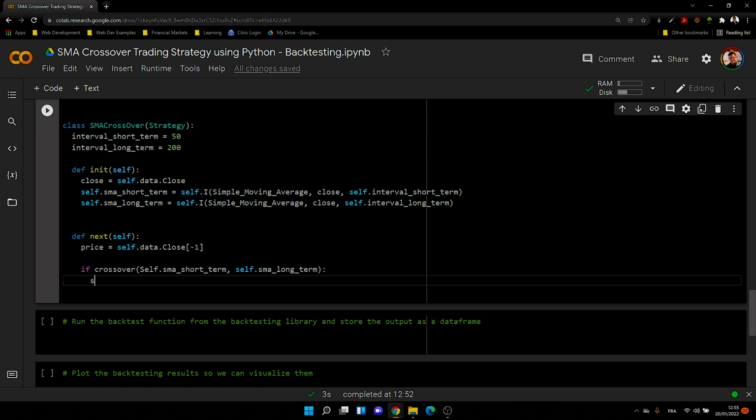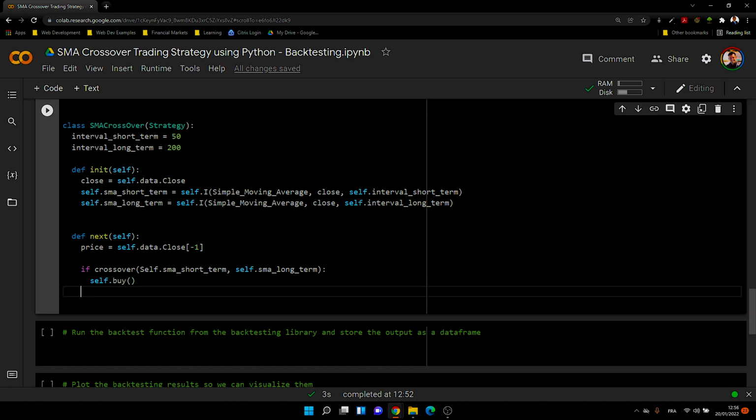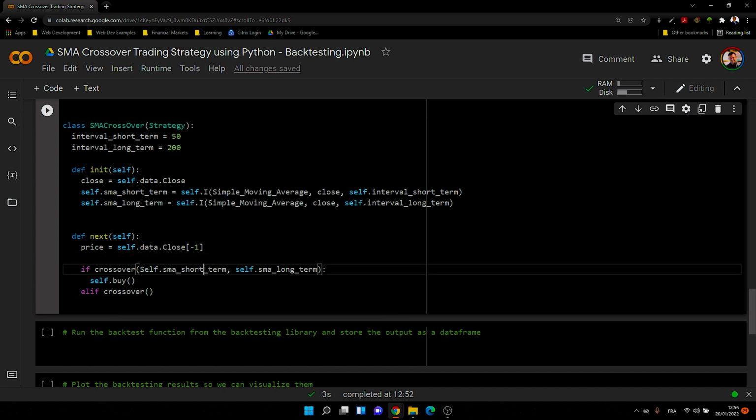And we'll say that our self.buy in this case. So if the short term crosses over the long term, we will buy, and elif our crossover, if the crossover is our, we got a little correction here.